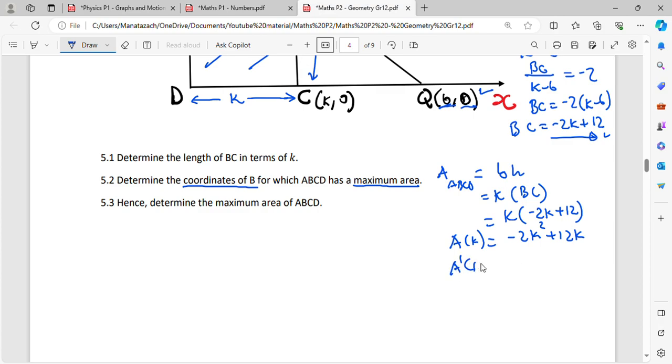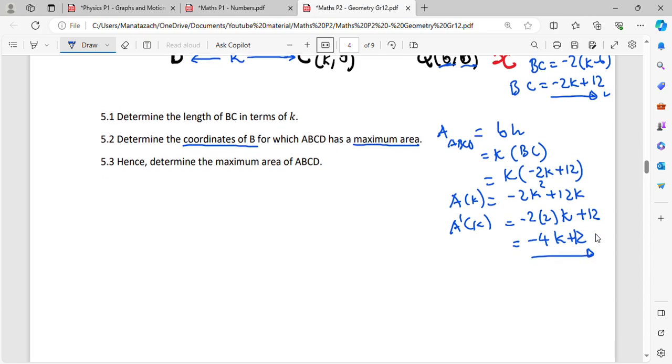Now let's get the derivative. The derivative will be 2 times minus 2K plus 12. The derivative is minus 4K plus 12. So that's the derivative with respect to K. We'll set the derivative to 0 to get the maximum area, since that will be a peak, and then we'll solve for K. We'll have 4K is equal to 12. Dividing by 4 on both sides, we get K as equal to 3.